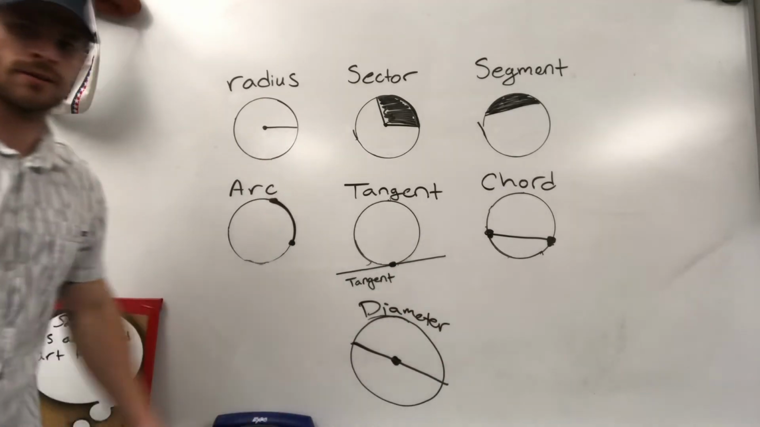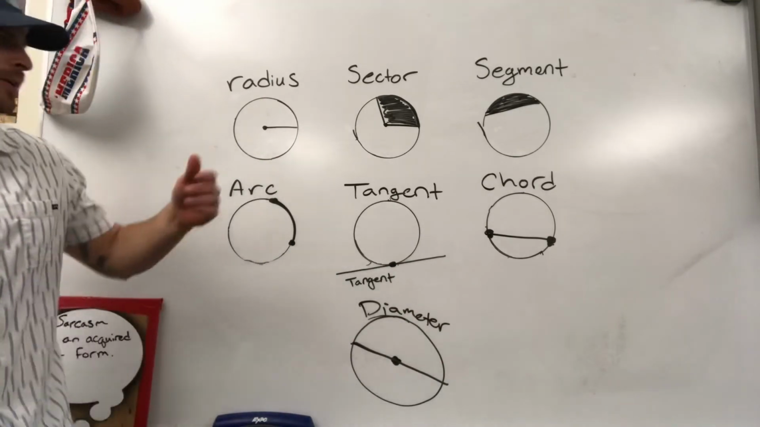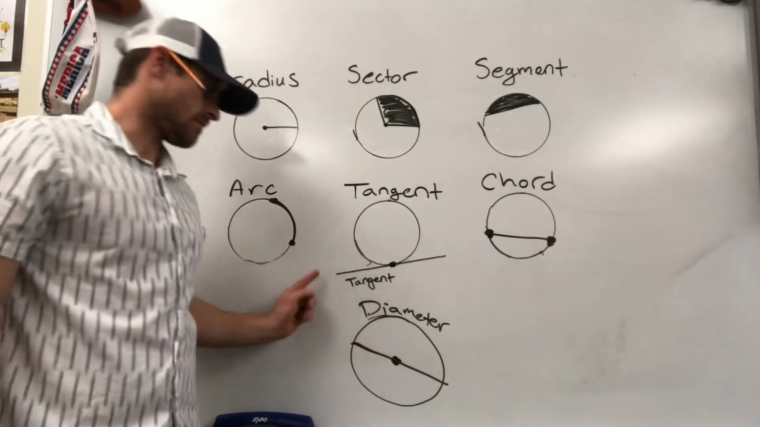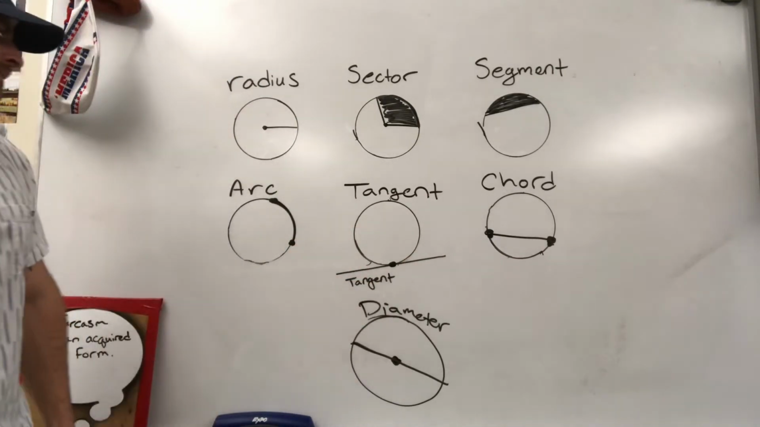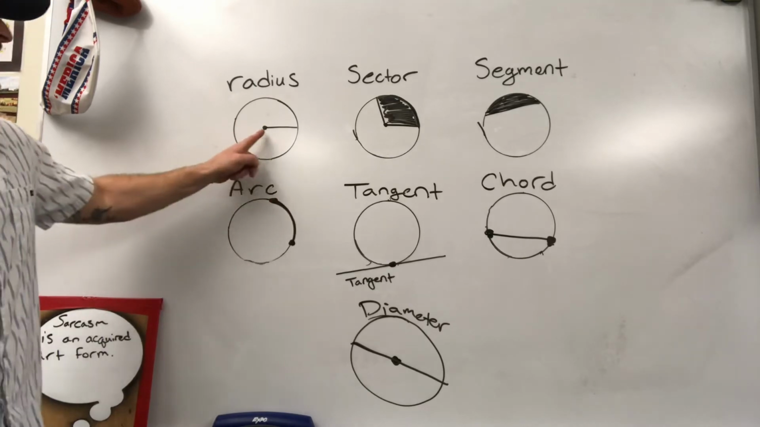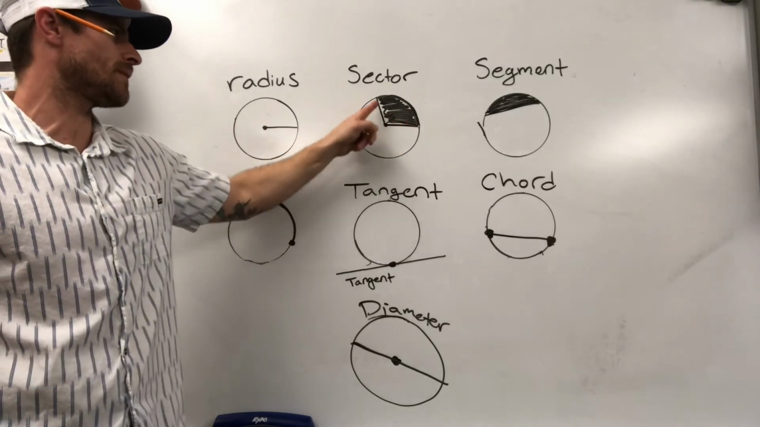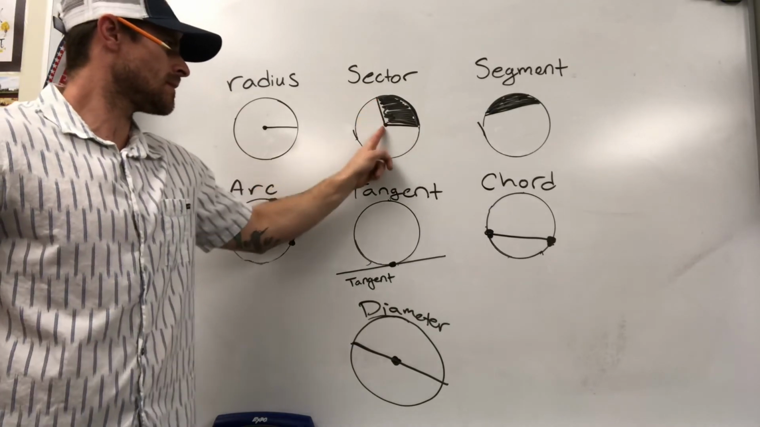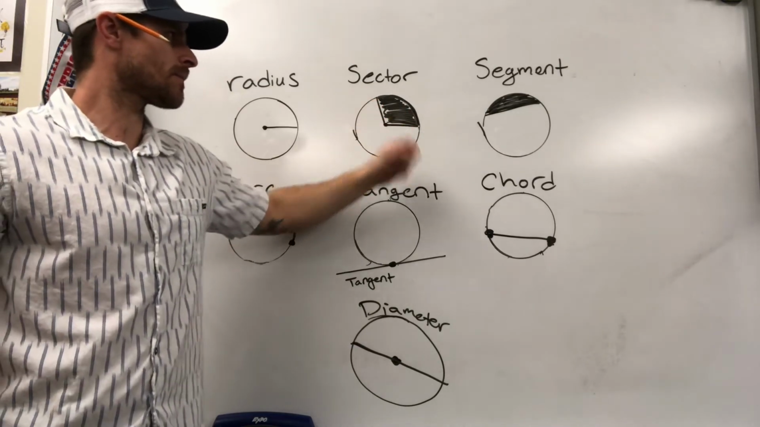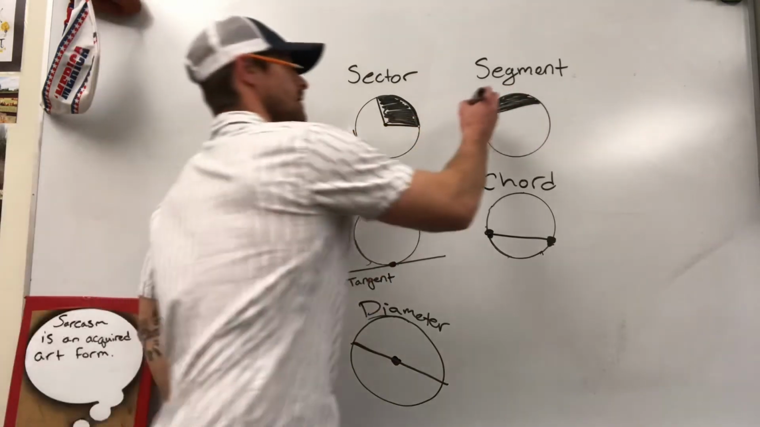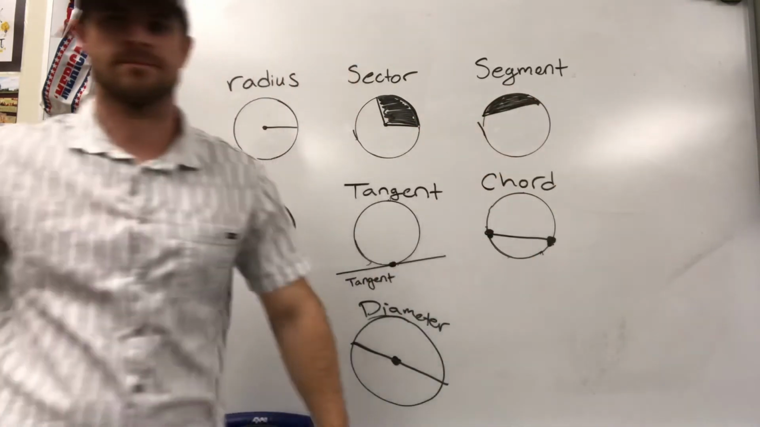So now your geometry teacher mentions a chord. You'll know exactly what he's talking about, or she. Tangent, you know we're talking about that outer line. Arc, radius, center to edge. Sector is the section of the circle created from two radius and the arc. Segment is created from a chord and the arc.